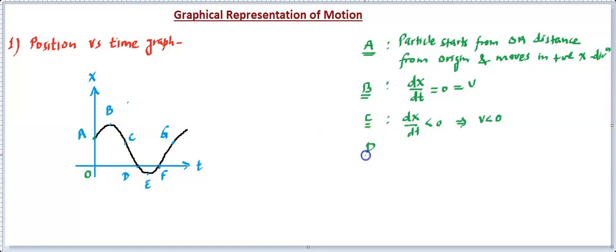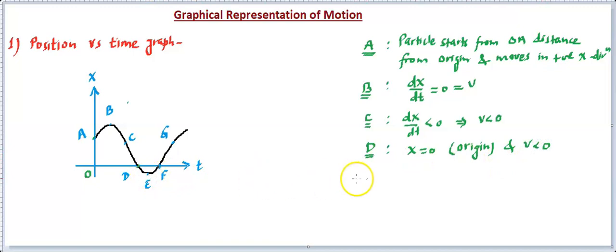What is special for the D point? At D point you will find this coordinate becomes 0. That means position becomes 0. The particle is at origin and moving in negative x direction. So the meaning is the particle is at origin, x equal to 0, it comes back to origin again, and it is moving in negative direction, and it is having negative velocity.